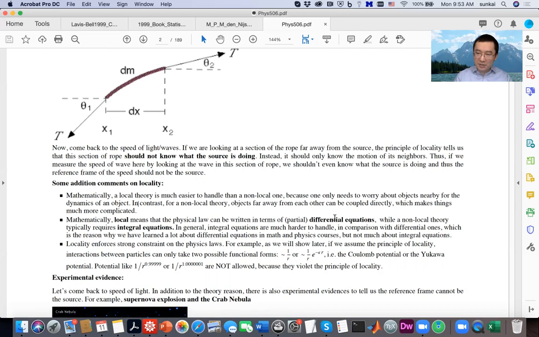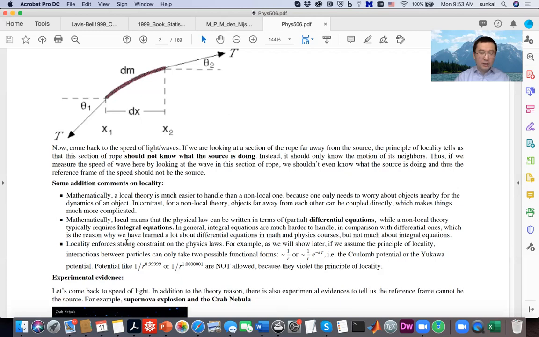Okay? If a theory does not obey the principle of locality, then in general, we don't have differential equations. We need to handle integral equations. And integral equations are extremely complicated and very hard to handle. And luckily in our universe, the principle of locality is right. So everything is much simpler. Everything is a differential equation, so it's much easier to handle. Okay. If our universe chose to violate the principle of locality, we would find that all our physics laws become integral equations, and those are very nasty objects.